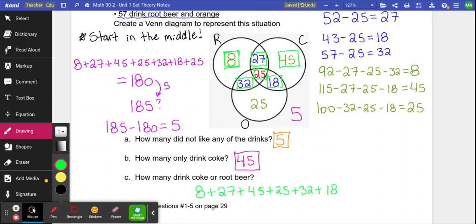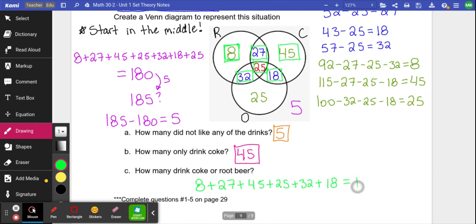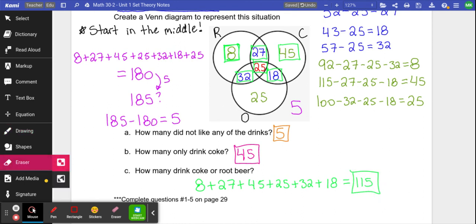The other mistake people make on this question is they would go back to the data, like the bullet points up top, and they would add those numbers together. Once you've created a Venn diagram, use that Venn diagram to answer questions. Add those all up, and you should get 155. I wrote 115 there. I apologize.